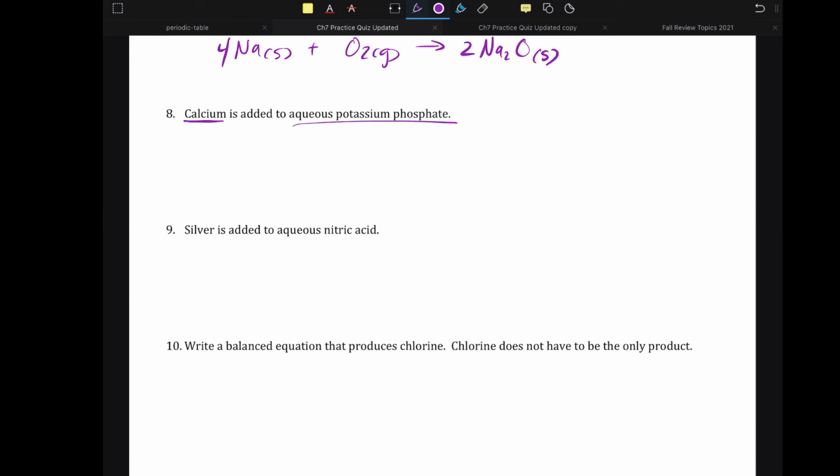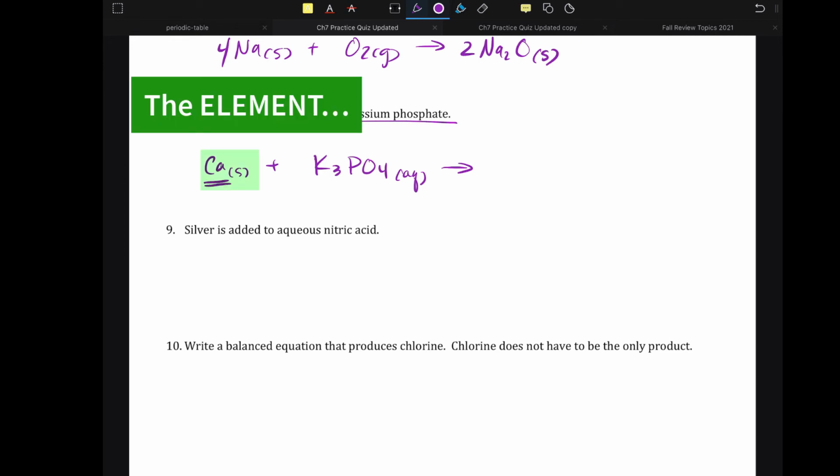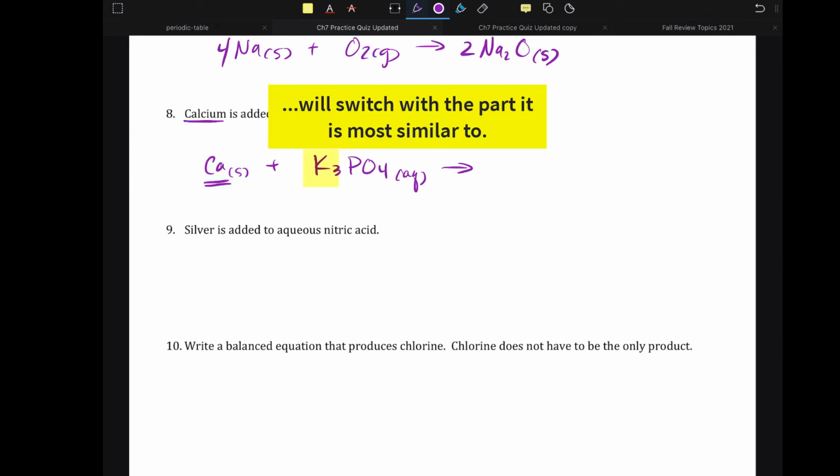So we have calcium, it's a metal, so it must be solid. Potassium phosphate, so that's +1, -3, and it says it's aqueous. And then we would say, this is now 2 ionic compounds, but now we have an element and a compound. The element will switch with what it's most similar to, right? So calcium's a metal, so we're going to switch it with the metal, right? That's the simplest thing, that makes sense.